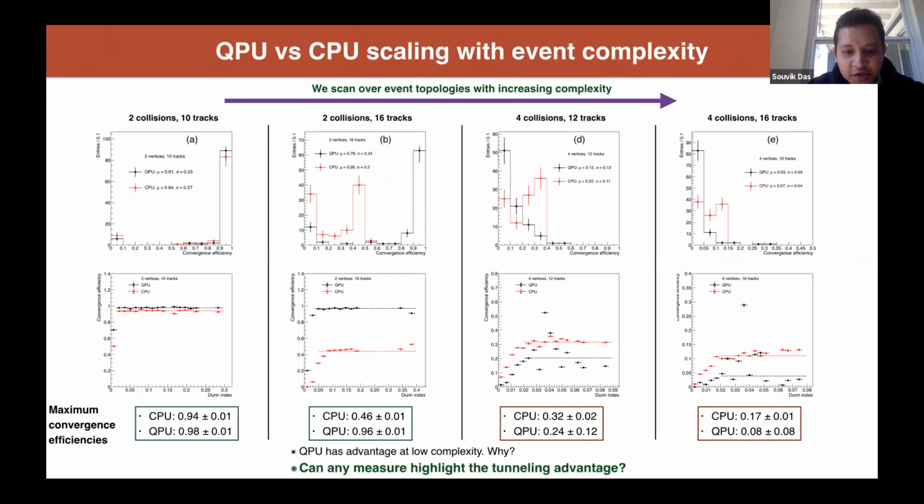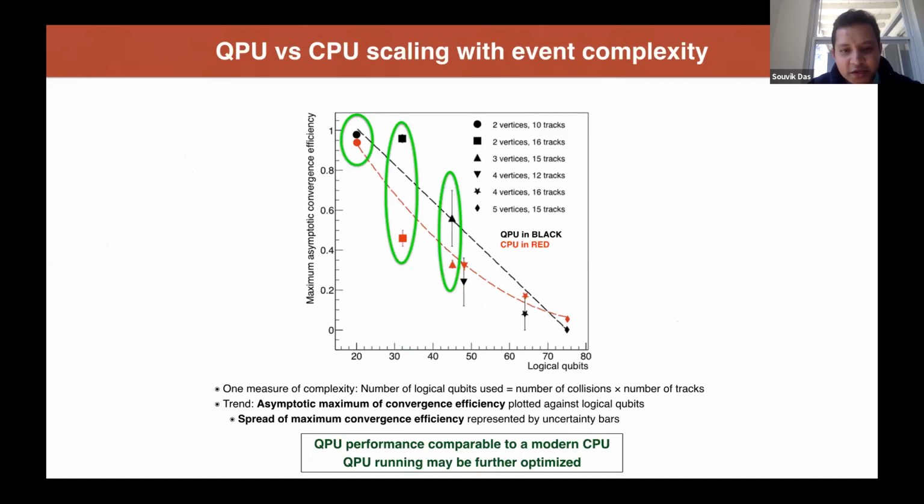And eventually, the QPU seems to have an advantage at low complexity. We're not sure why, but we are trying to understand this. So then finally, this is the money plot. On the x-axis is the number of logical qubits, which corresponds to the complexity of the problem. The black dots are the efficiency for solving it using the quantum, and the red dots are the efficiency for solving it using classical. And you can see there's a turnover point. Initially, the quantum is better, and then the classical turns over.